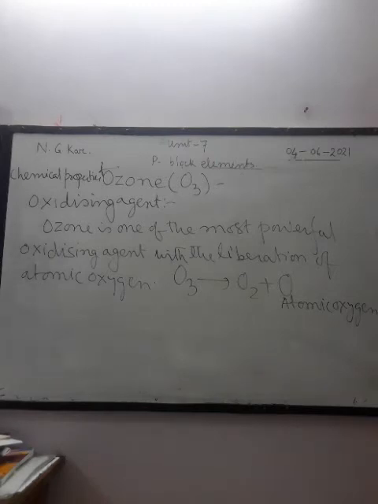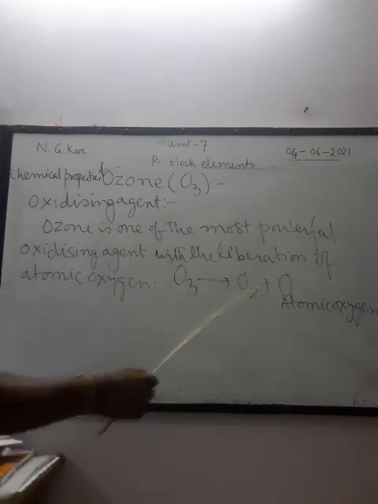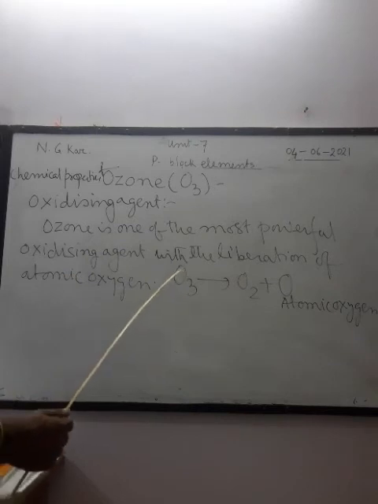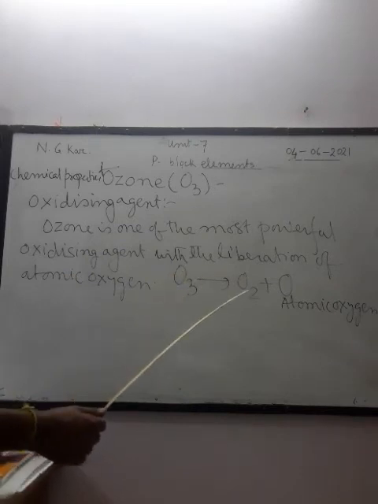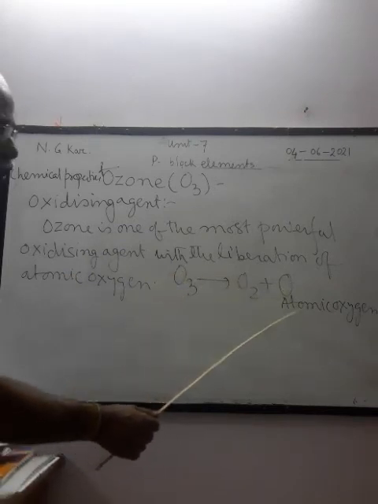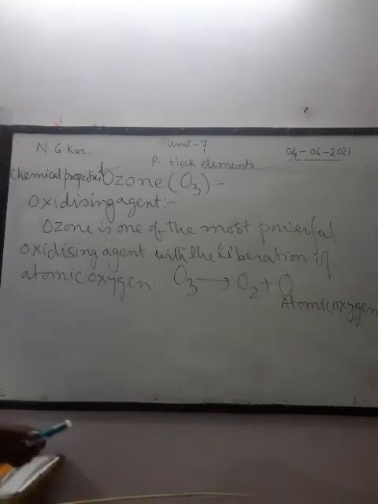So next we consider chemical properties of ozone. The most important chemical property of ozone is its oxidizing character. That is, ozone acts as an oxidizing agent. Ozone is one of the most powerful oxidizing agents, with the liberation of atomic oxygen. Ozone decomposes to O2 and O, and this O is called atomic oxygen.